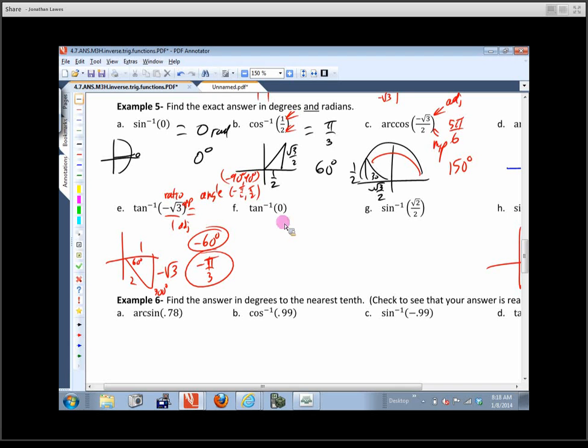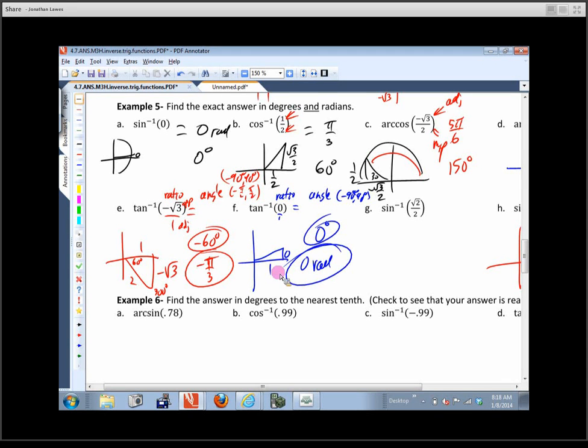Tangent inverse of 0. Again, this is a ratio. We're going to get out an angle that's got to be between negative 90 and 90. So if I make that a ratio, I can put it over 1, right? Opposite side, adjacent side. So this is one of those exaggerated triangles. Opposite side would be 0, adjacent side is 1. How big is that angle? 0. Okay, so the answer on this one is 0 degrees, or 0 radians.